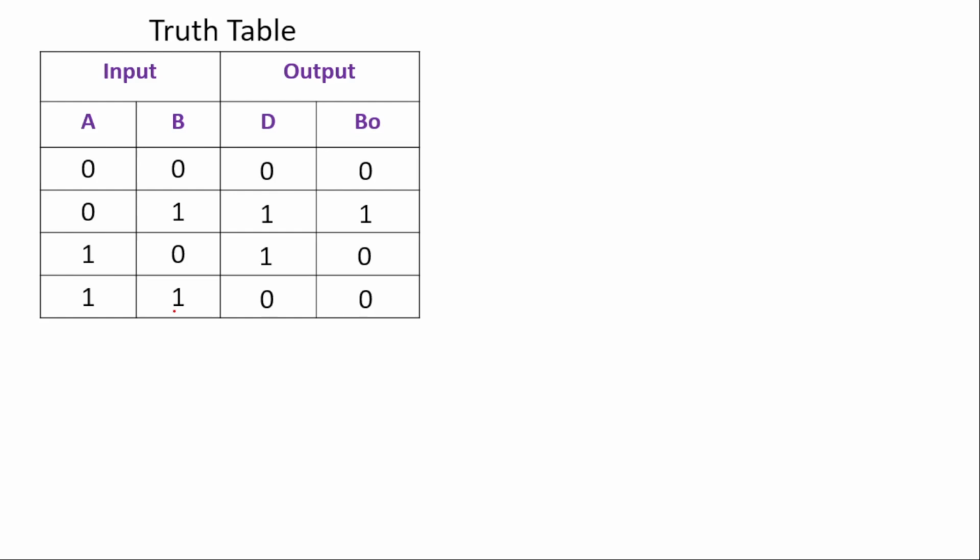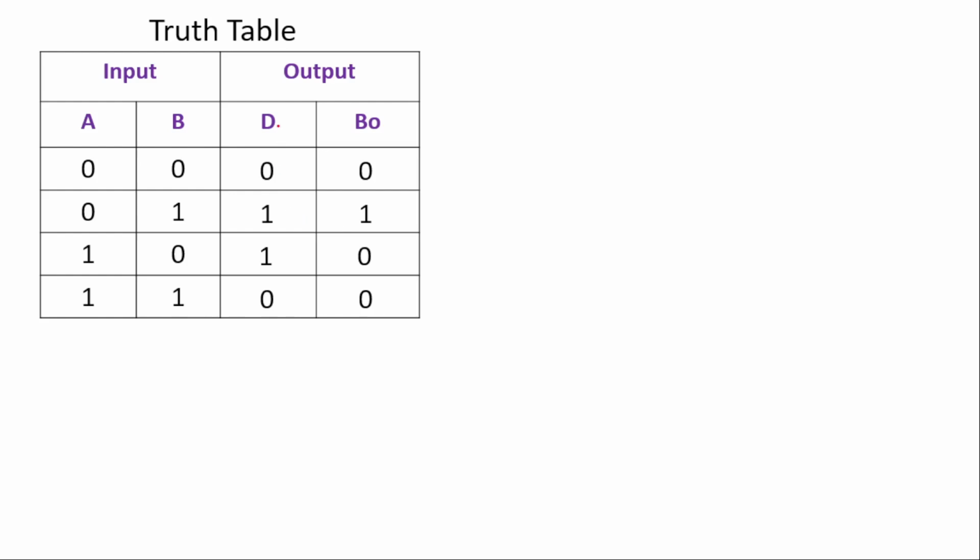Let us develop the Boolean expression for difference and borrow out. There are two different ways. In the first method, we will directly derive the Boolean expression, and in the second method, we will take the help of K-map. So let us do it by the first way.